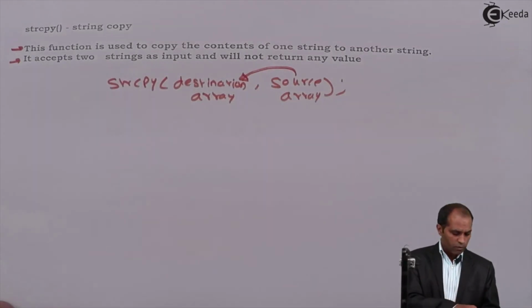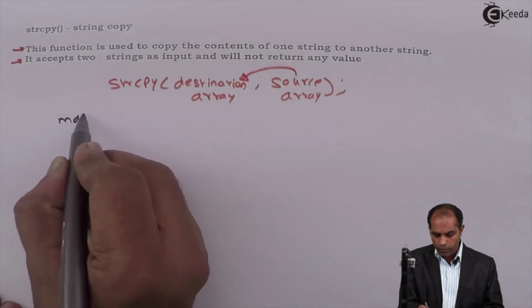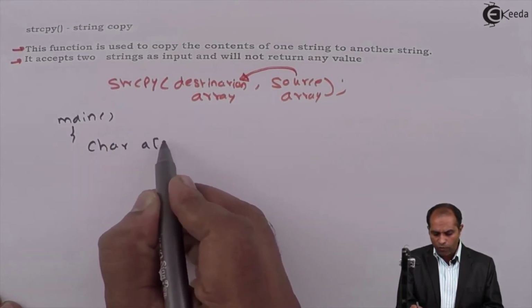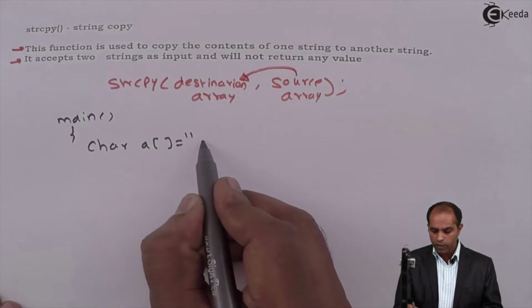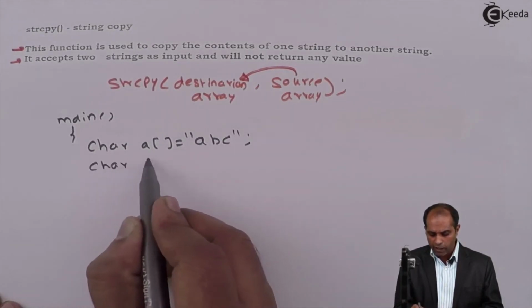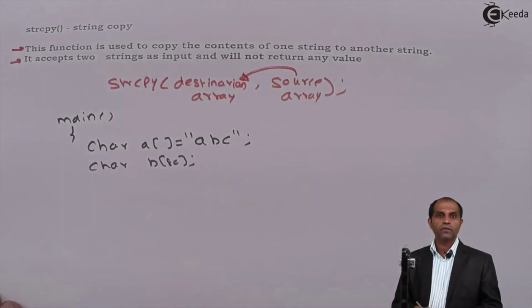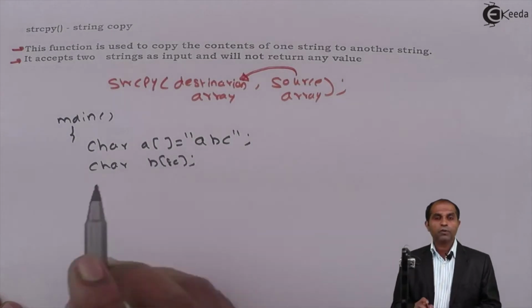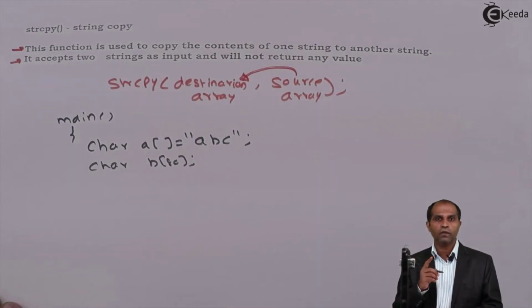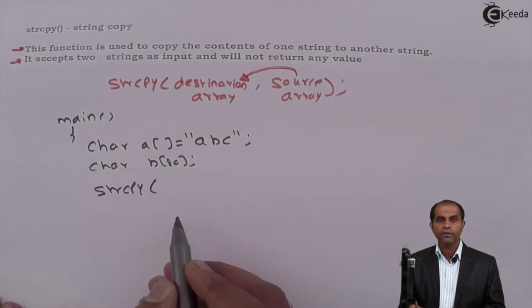Let's put a simple program to illustrate this particular string function. So I'll say main. Let me take a character array a of empty brackets equals to a, b, c, and let me take one more character array b of 80, onto which I want to copy this particular a. Right? So now I'm not supposed to write a program logically. I'm supposed to just copy the contents of what to what? A to b. So here I'll say strcpy.